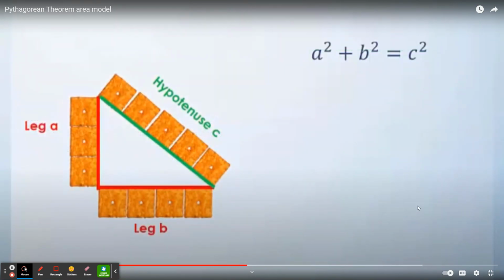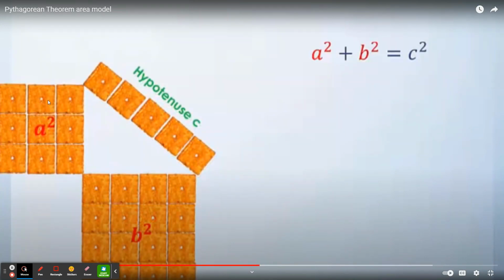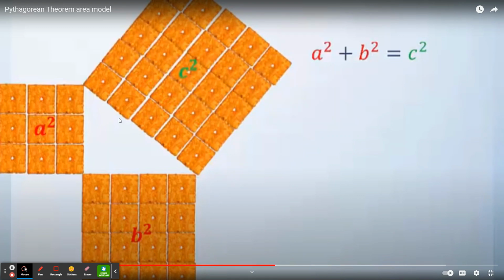Okay, back to our Cheez-It problem. When I take this side length of 3 and I square it, I end up with 9 Cheez-Its right there. When I take this side length of 4 and I square it, I end up with 16 Cheez-Its there. When we take this 5, the length of this hypotenuse, and we square it, we have 25 Cheez-Its there. So we're going to insert those numbers into our Pythagorean theorem.